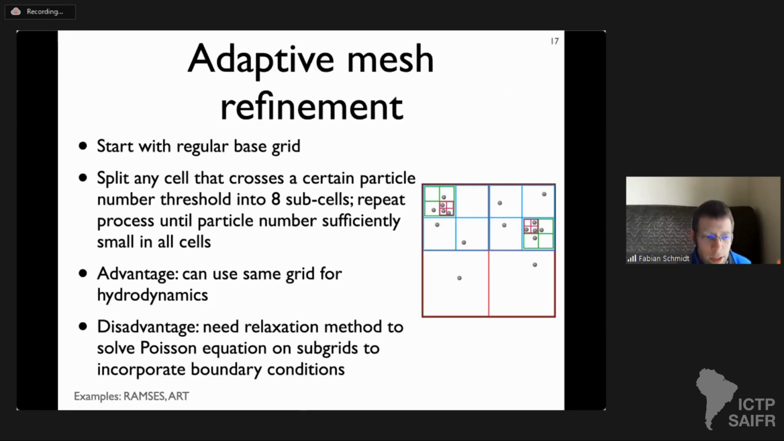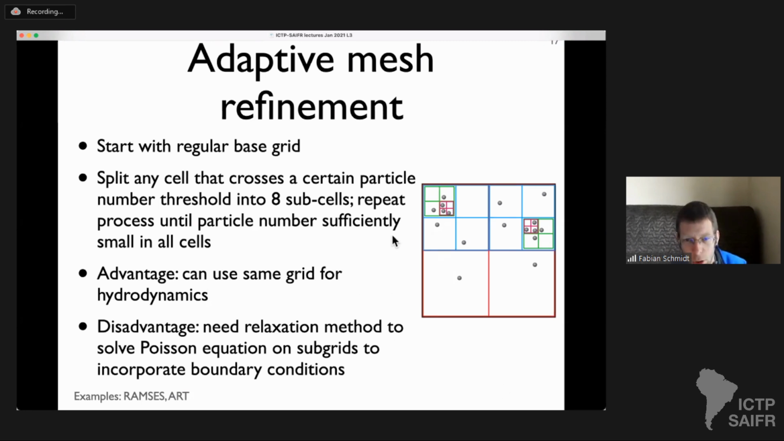And perhaps the most obvious way to do that is what's called adaptive mesh refinement. So imagine you have this collection of particles shown as these gray dots. In the uniform regular grid case, you would only have this red base grid, for example, right? 4 cells, let's say. So now you couldn't really resolve what's happening in this cell at all, because you just have one cell and a bunch of particles in it. So adaptive mesh refinement works by splitting any cell that crosses a certain number of particles into 8 subcells.